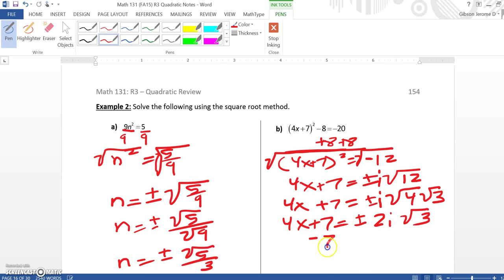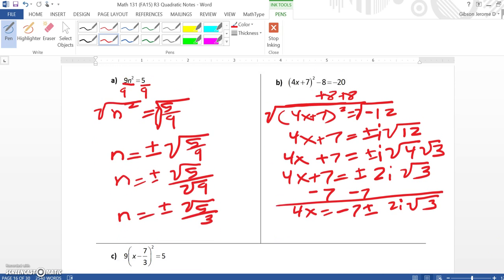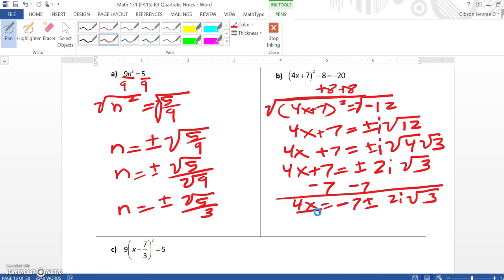Now we will subtract 7 on both sides. So we will have 4x is equal to negative 7 plus or minus 2i square root 3. Now, the last thing here is we have this 4. We divide each side by 4. And we will have x is equal to negative 7 plus or minus 2i square root 3 all over 4. And this is our final answer.